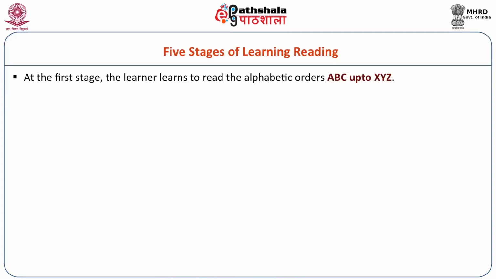There are 5 stages of learning reading. How to learn that, what is the best way of reading. At the first stage, the learner learns to read the alphabetic order like ABC up to XYZ. Then he learns to read the combinations like HE is equal to he, that means one male person. If we add S, then it is she, that means a female person. So he starts coining words with the help of the alphabets.